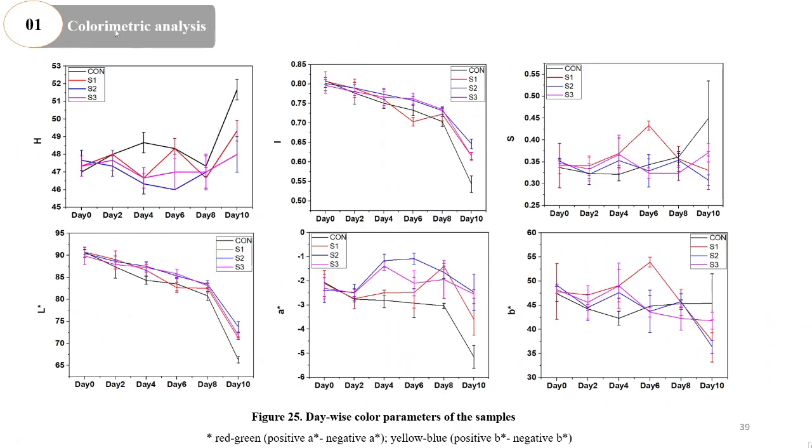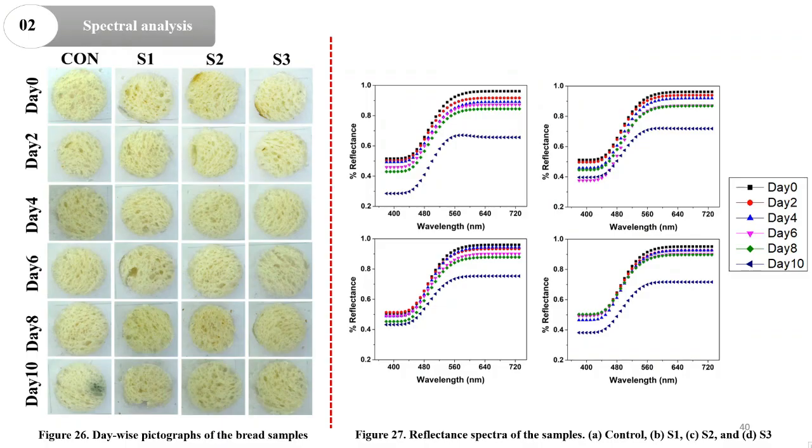So this is the analysis of the color parameters. Different color parameters have been analyzed, and in most of the cases, the control sample shows a very significant difference in the color parameters at day 10. Okay. Then we performed the spectral analysis. In the spectral analysis, as the days progressed, there was a considerable reduction in the percentage reflectance.